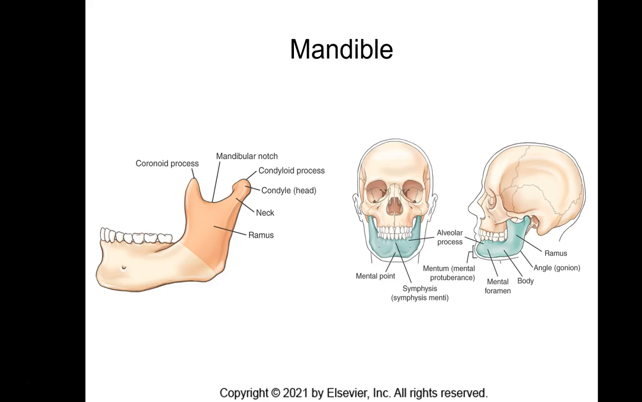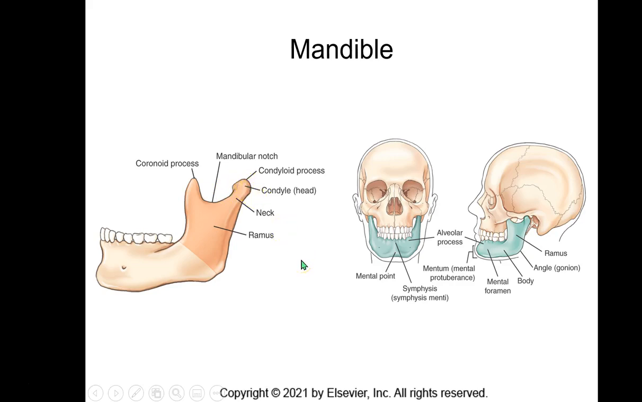The posterior process of the upper ramus is termed the condyloid process, and it actually consists of two different parts. So here's our condyloid process. The rounded end of the condyloid process is the condyle, or the head. That's what you see here.